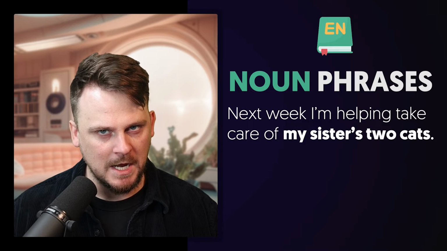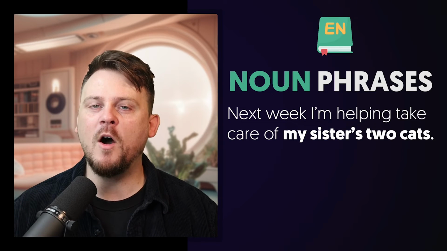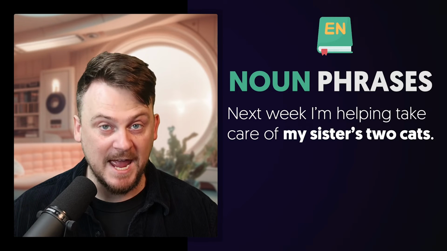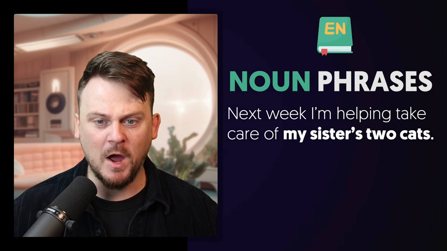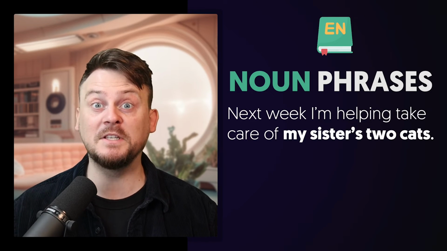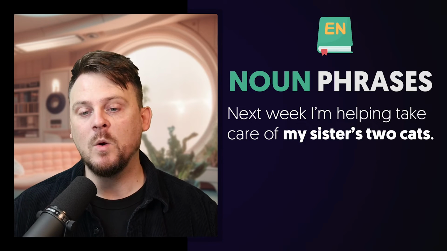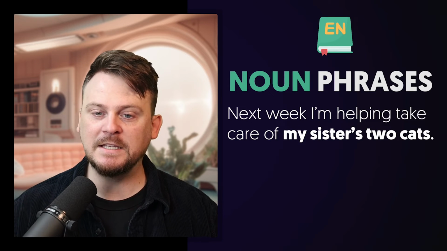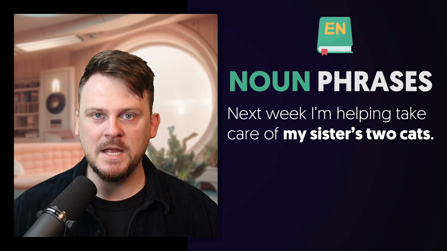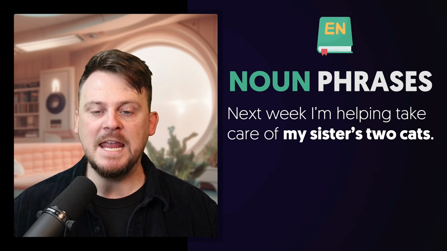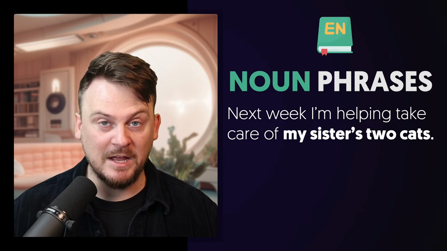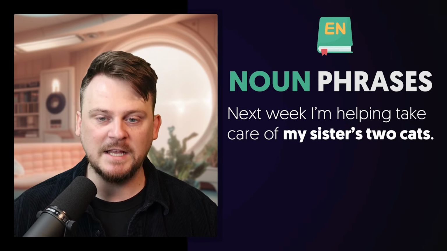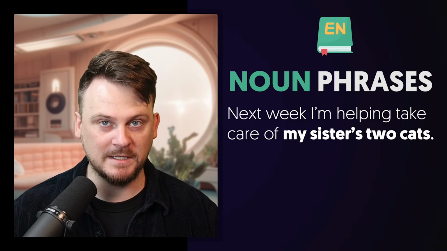Next one. Next week, I'm helping take care of my sister's cat. Okay. Now I say of there, of my sister's cat. The of, that's a preposition, right? Well, in this case, it's not part of the noun phrase because it is, number one, not giving details about this, right? It's a part of the bigger sentence.